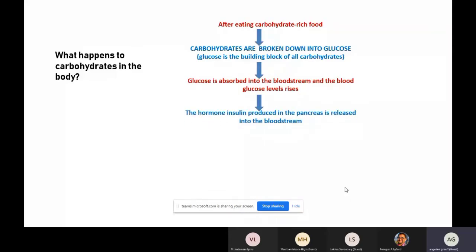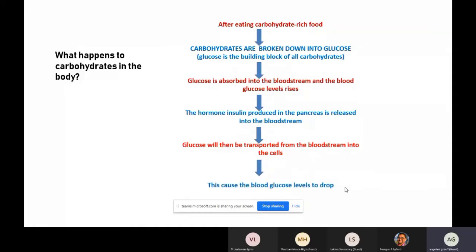And then what happens is, when you've got high blood glucose, when there's a lot of glucose in the blood, the pancreas is going to release insulin. The hormone insulin is released into the bloodstream to deal with this glucose. The function of the insulin is to take the glucose out of the blood and take it to the cells. So the glucose will be transported from the bloodstream into the cells with the help of the insulin. When this happens, the blood glucose levels drop. And then the glucose will be changed to energy in the body cells.